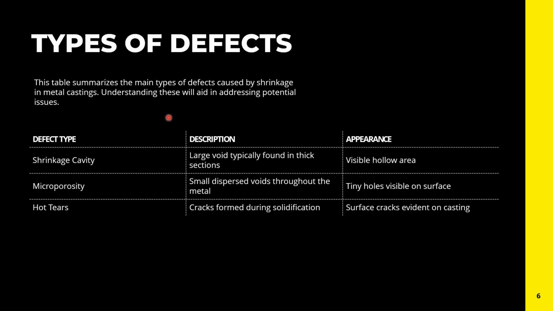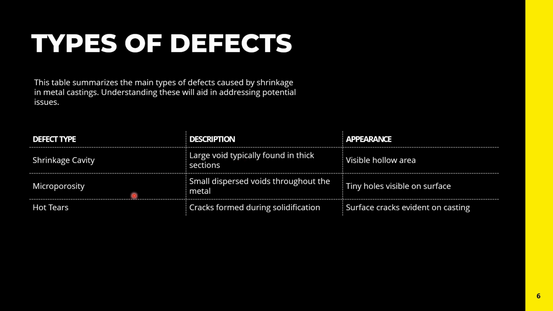Shrinkage defects can be classified into several types. This table summarizes the main types of defects caused by shrinkage in metal casting. Understanding this will aid in addressing potential issues. Shrinkage cavity is one of the defects, which is a large void typically found in thick sections. It appears like a visible hollow area in the product.